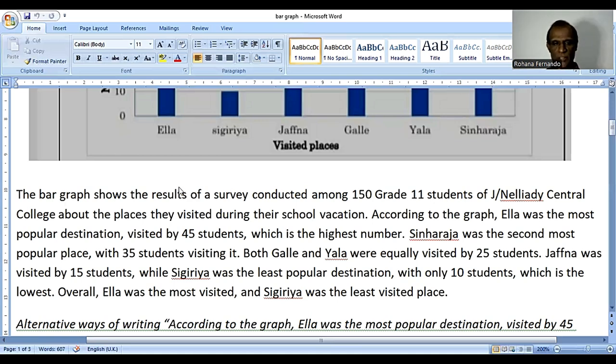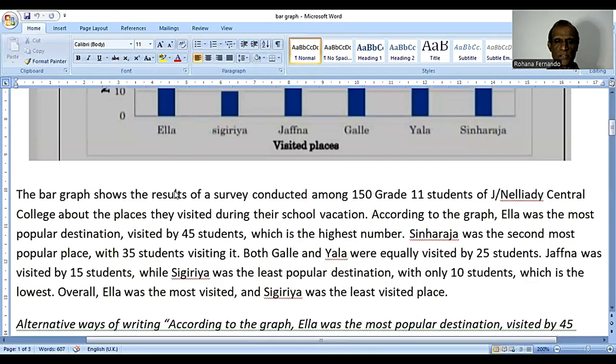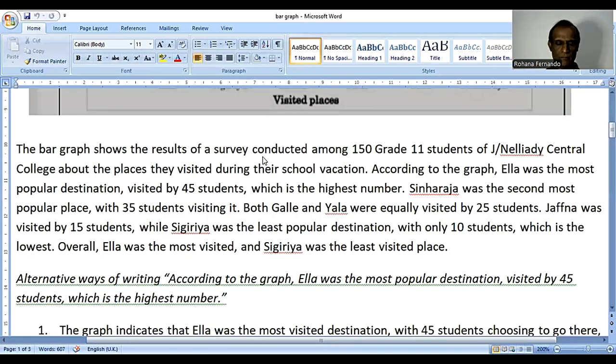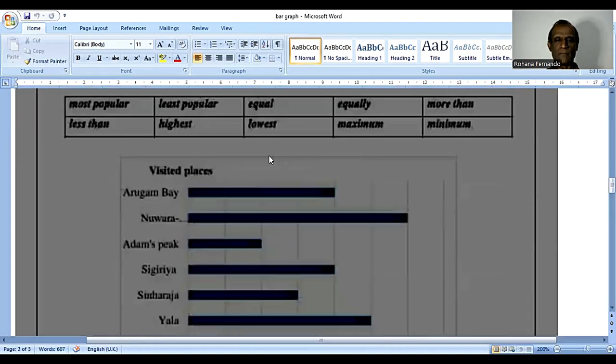Overall, Anna was the most visited and Sigiriya was the least visited place. So as you can see, this description saves space and is very economical while incorporating all the information given in a very powerful, compact way. Right now, let's move on to our second graph.